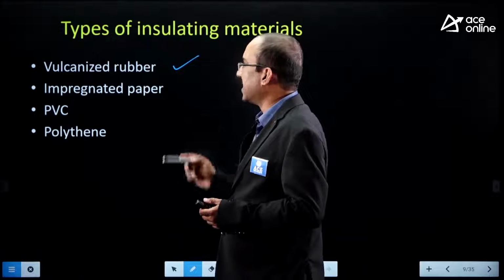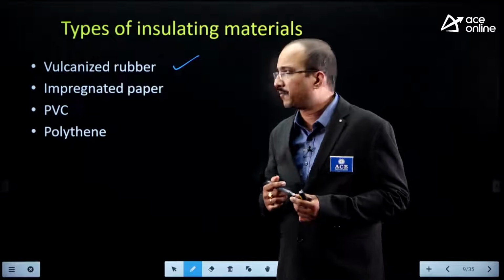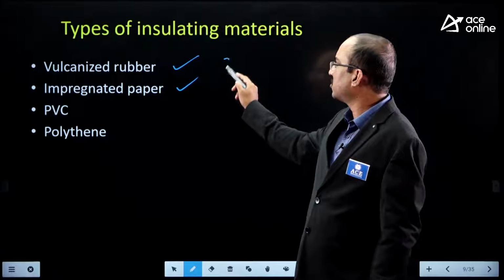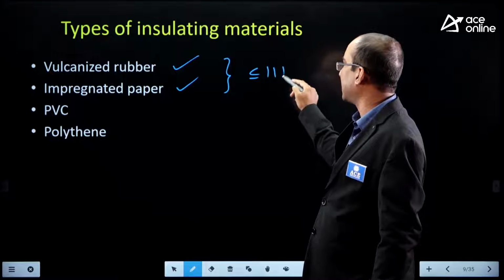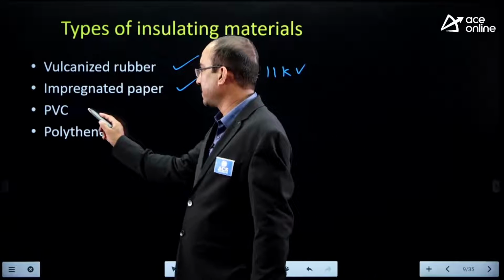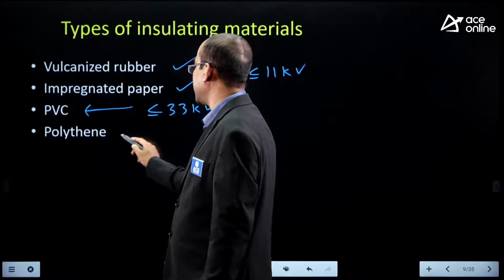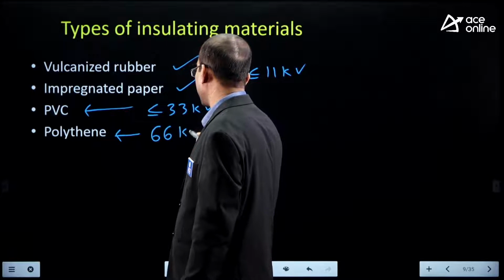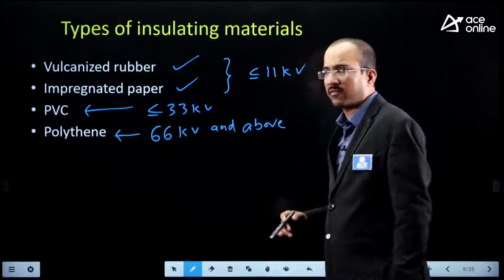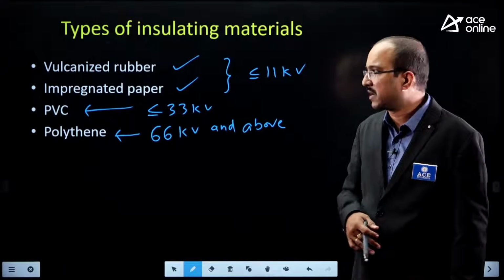So what are the insulating materials that are used in case of underground cable? One is vulcanized rubber, that is rubber treated with sulfur, known as vulcanized rubber. And impregnated paper, that is oil immersed paper. Generally these are used up to 11 kV. PVC is used up to 33 kV, and for 66 kV and above we will be using polythene. These are the insulating materials used in underground cables.